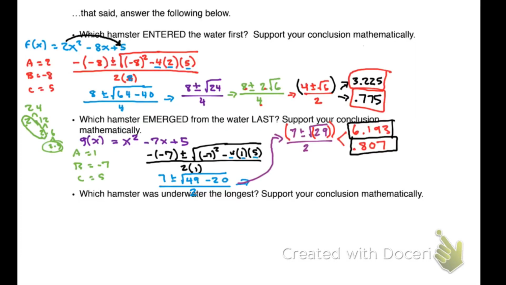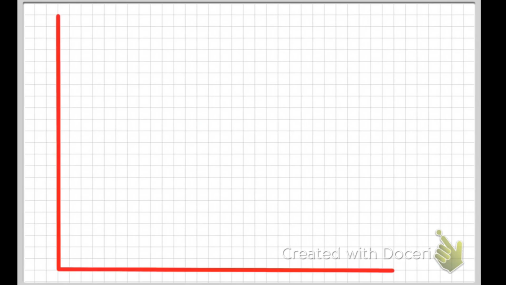Okay, so applying the x-intercepts. So we know that each hamster started with an initial height of 5 feet, right? Going back to that problem, it stated that. So our y-intercepts for each one of these are 5. So I'm going to say that's 1, 2, 3, 4, 5.